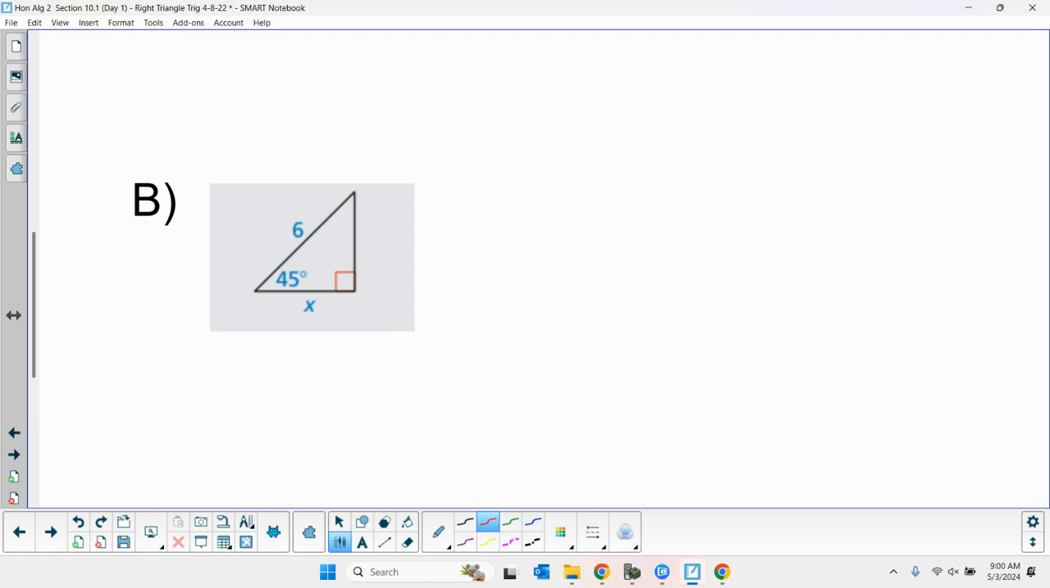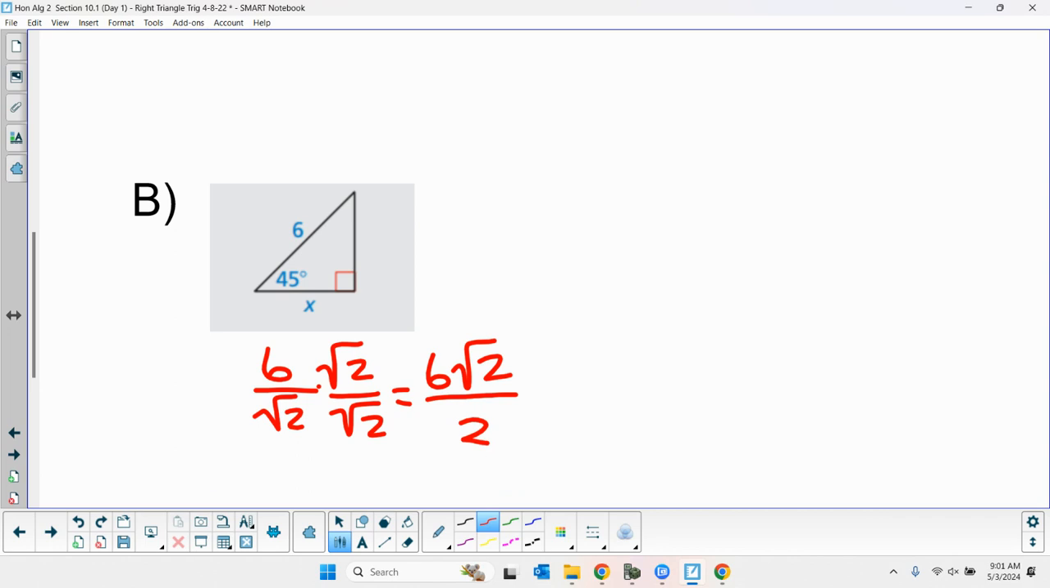45, 45. Okay? This is the hypotenuse. So I have to divide by what to get there? Not 2, but radical 2. So then I have to rationalize it. What's the bottom become? 2. But what can I do there with 6 and 2? I can make that a 3. You see that? So that's what x is.